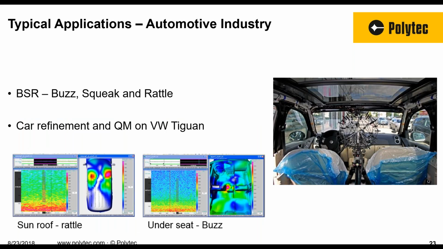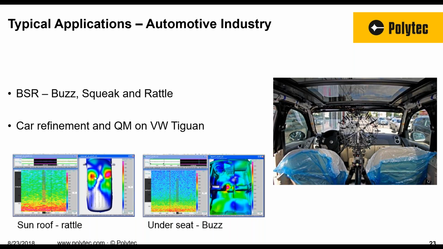Another automotive application, buzz, squeak, and rattle. We all have had that annoying squeak inside your car and you just can't figure it out. And this is one of those applications here. Customers complaining about a noise, they couldn't figure out where it was coming from. They did a quick measurement and they basically found that there was a loose bolt under the driver's seat here that can be seen on this image down here.